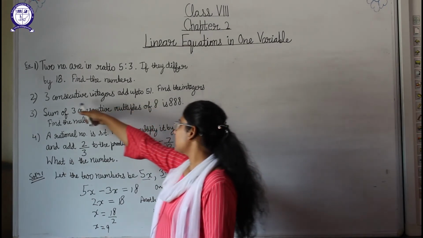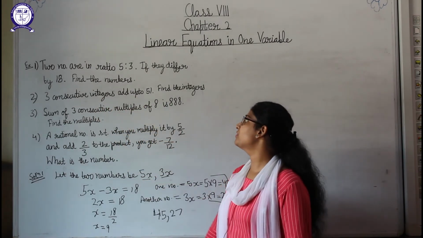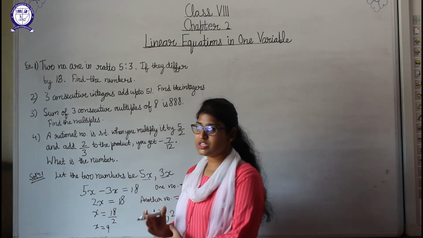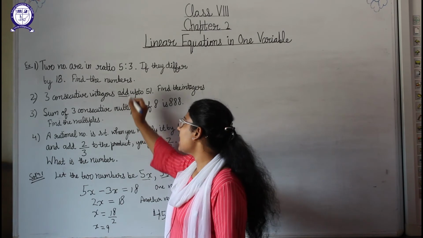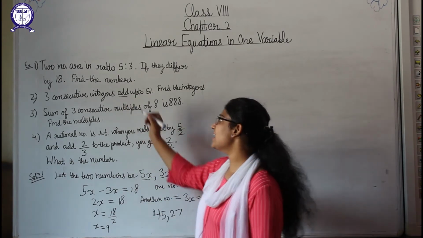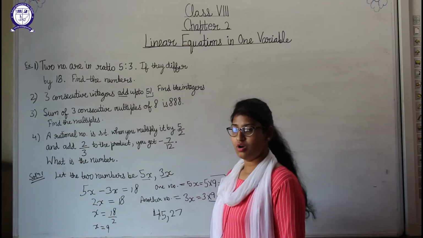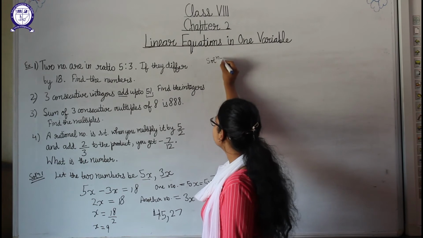Now students, the second question is given to us. 3 consecutive integers add up to 51. Find the integers. 3 consecutive means integers in continuation, and if we add them, we are getting 51. So students, let us suppose the integers to be.